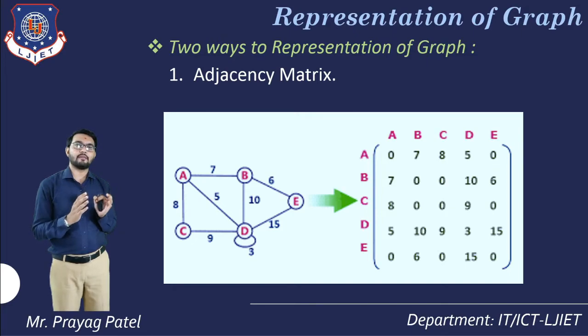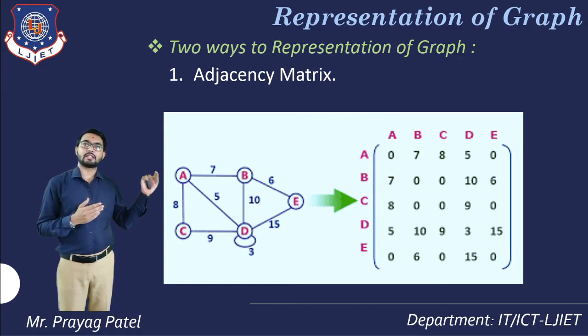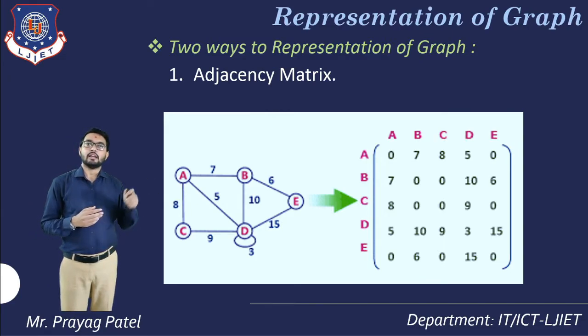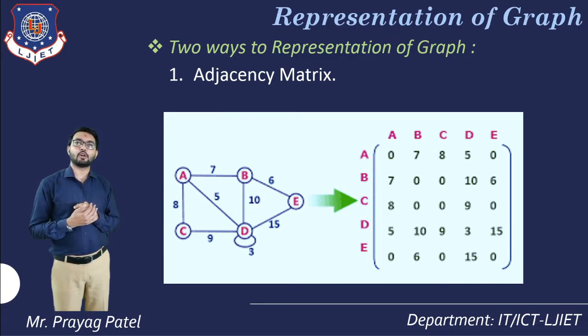In the same way we can write the second row. For B to A, is the path available? Yes, then distance 7. B to B path is not available, then 0. B to C path not available, then 0. B to D path available, then distance equal to 10, and B to E path available, distance equal to 6. Like this you can represent your graph using a matrix.